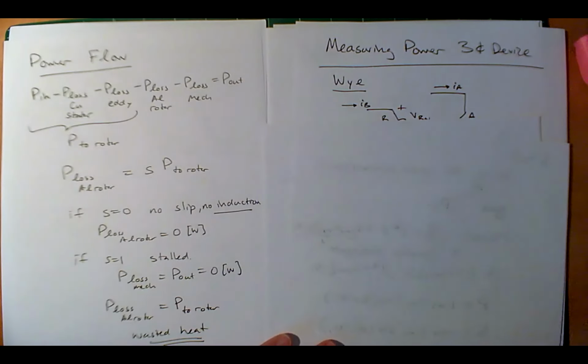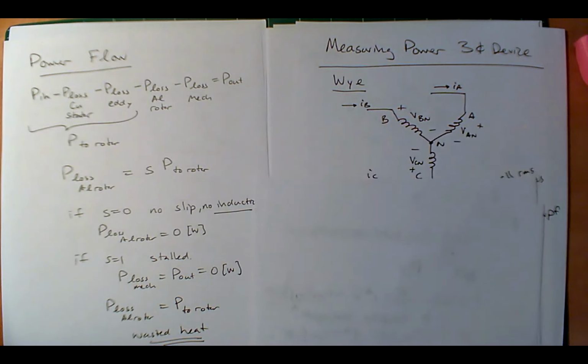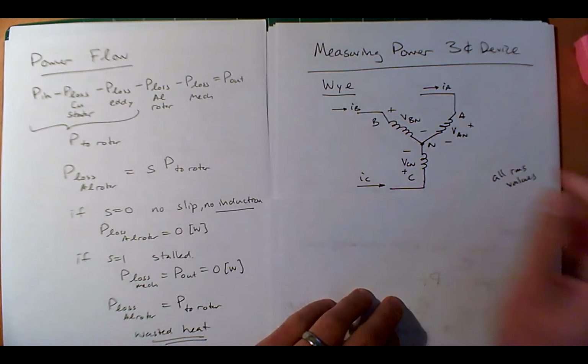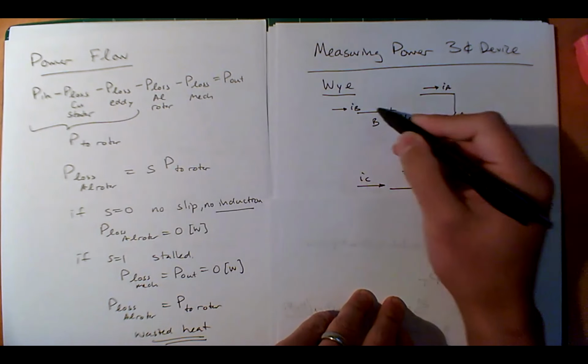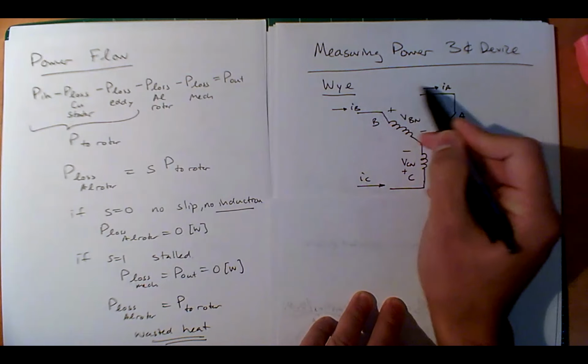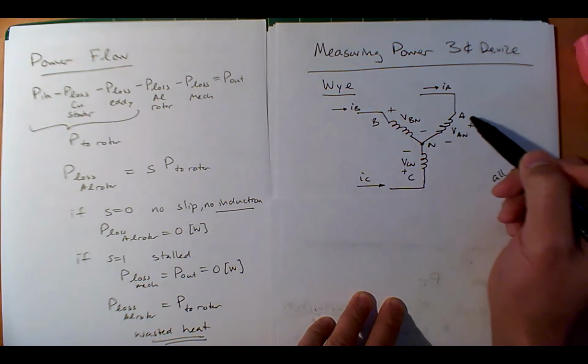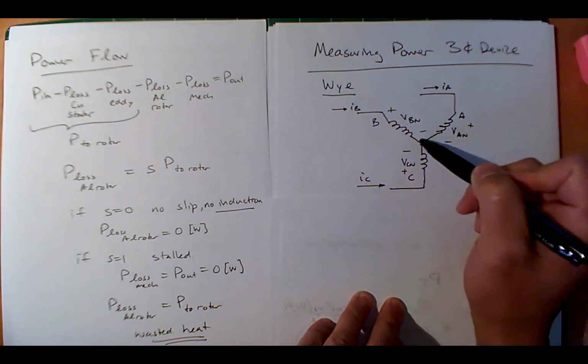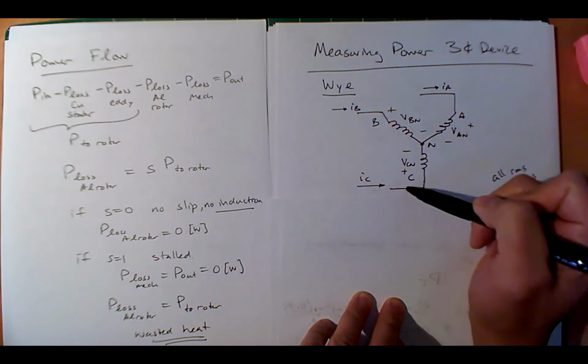And this is looking at measuring the power in a three-phase device. So for a three-phase device, let's look at Y first. And for Y, what do we have here? A neutral and three terminals A, B, and C. I have line currents IA, IB, and IC. And I have line-to-neutral voltages VAN, VBN, VCN, plus minus, plus minus, plus minus.